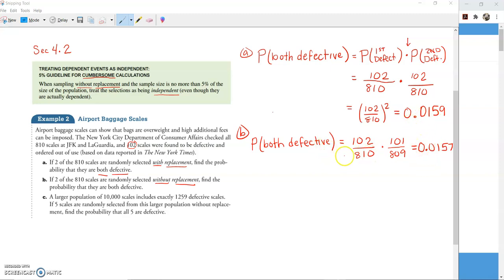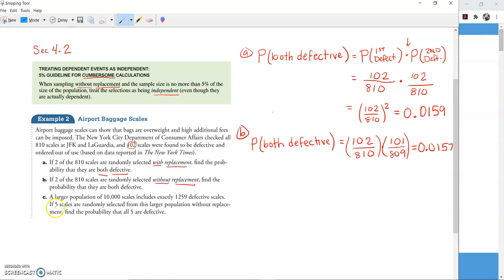The other thing is, since we only had to do this for 2 fractions, 2 selections, it wasn't that bad to type it in the calculator, right? You're only typing in 2 fractions. That's not super cumbersome. But look at this next example.